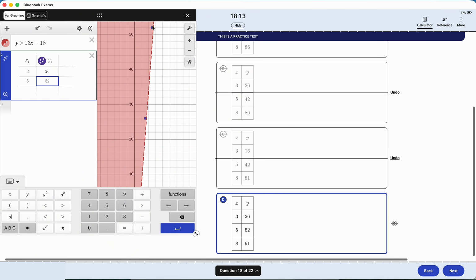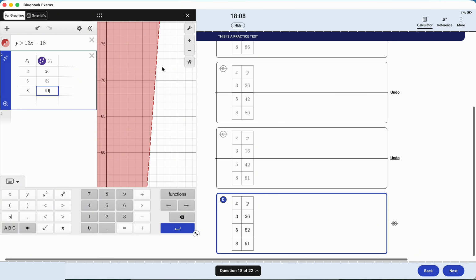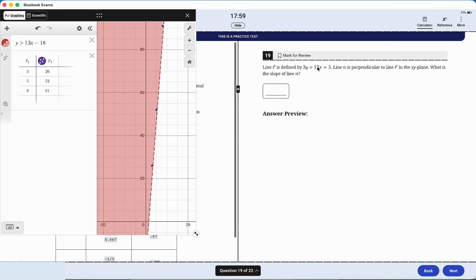3, 26, 5, 52, that's inside. And then the last one is 8 and 91. Let's see, it should be in there. Yeah, there it is. All three are in the shaded region. So those are pretty simple as well. Inequalities, just put them in Desmos and make sure it's in the shaded region.